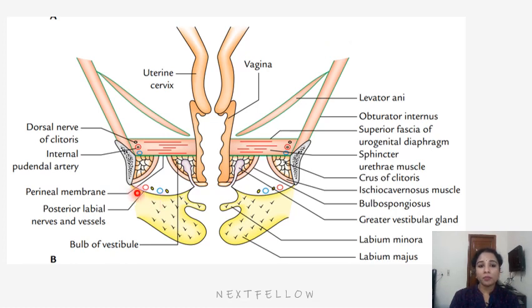And like males, here also the branches of the internal pudendal arteries, which are called posterior labial vessels, and branches of the pudendal nerve, which are called posterior labial nerves, and also the deep artery of clitoris, and the branches of the pudendal nerve like the perineal nerve and dorsal nerve of clitoris. So all these are the contents of the superficial perineal pouch in females.